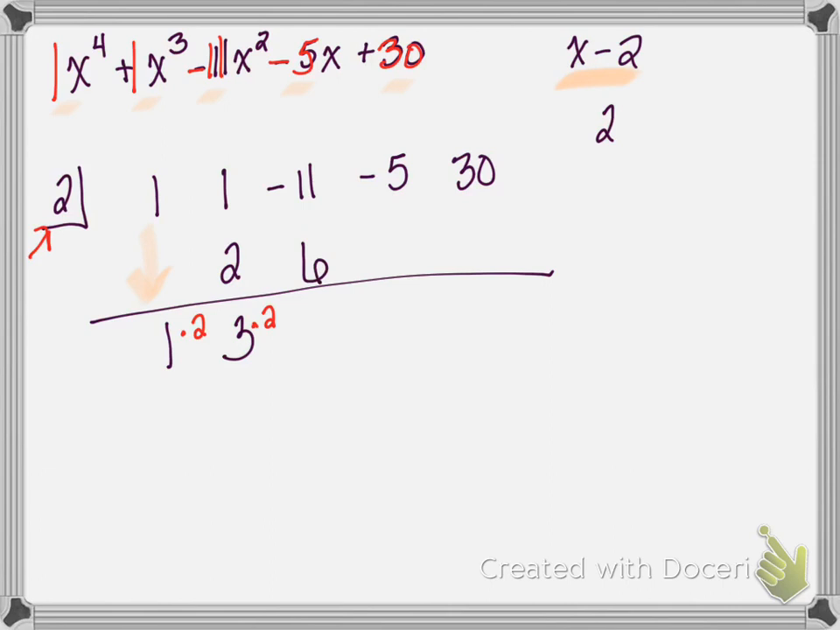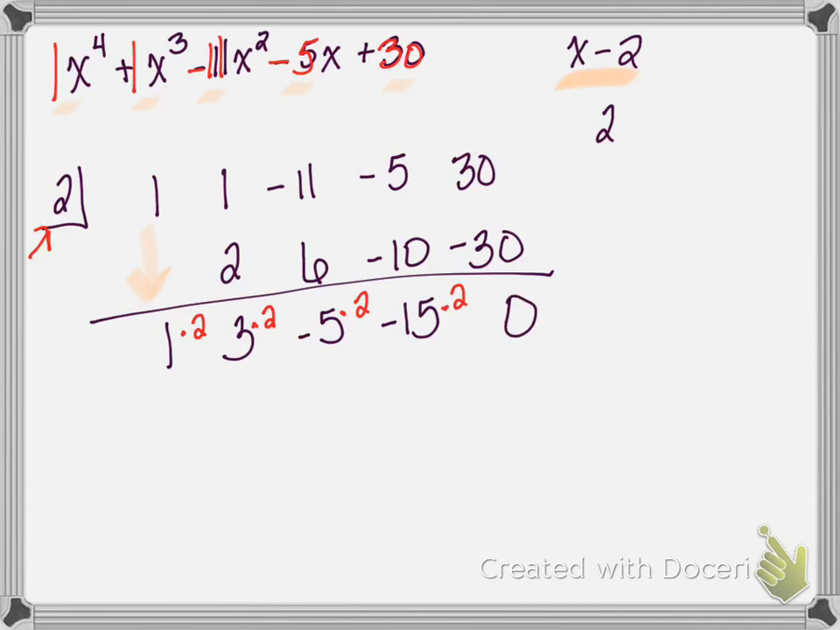Now I have a negative 11 and a positive 6. So that is going to give me negative 5. Okay? Again, I multiply by 2. Negative 5 times positive 2 gives me negative 10. Negative 5 plus negative 10 gives me negative 15. I take my negative 15 and I multiply by 2. Negative 15 times positive 2 gives me negative 30. 30 and negative 30 is 0.